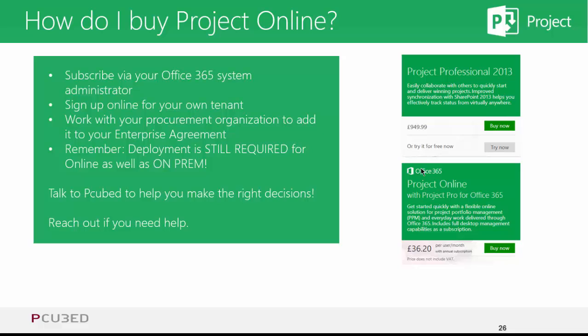So, how do we buy Project Online? Well, if you already have Office 365, one of the things you can do is go and talk to your tenant administrator, and you could just say, spin up an environment for me. Now remember that the environment is going to be blank. It's almost like walking into an empty box. You've got none of the configuration I showed you today. There was all sample configuration, views and reports.